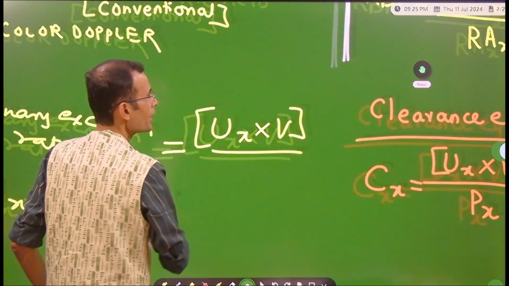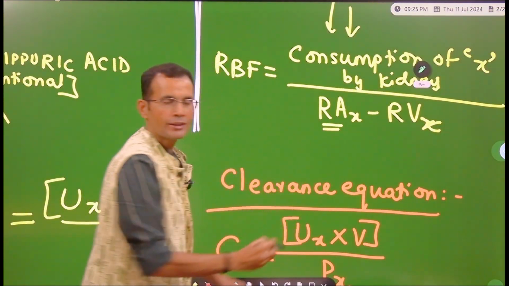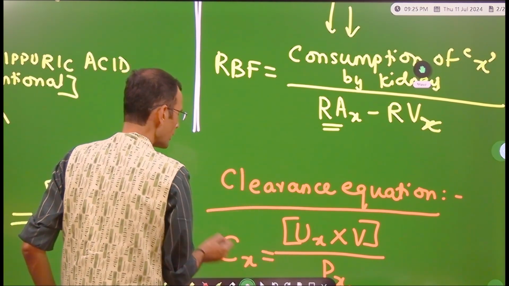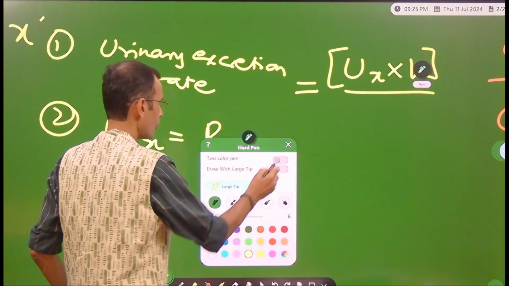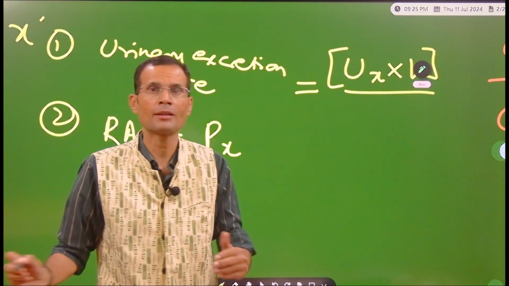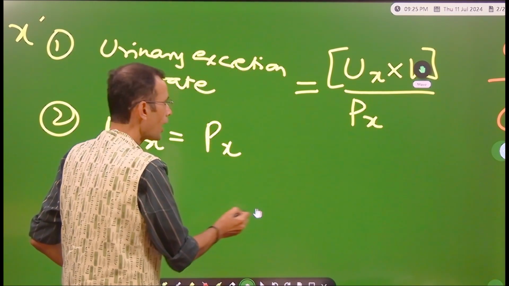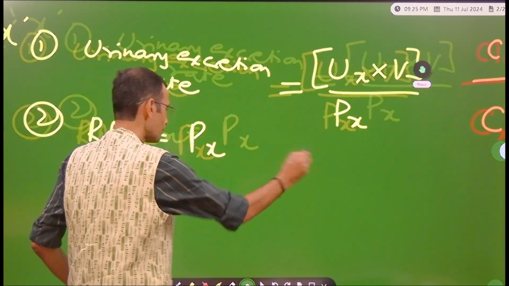So now in the denominator, we have renal artery concentration in the Fick's equation, but the problem is solved. We don't have to go to renal artery to collect the sample. We just have to collect the plasma sample. So in the place of renal artery concentration, I write plasma concentration of that substance.